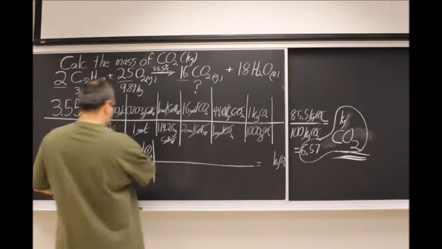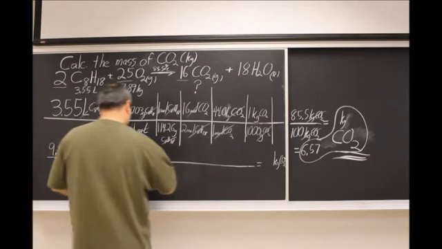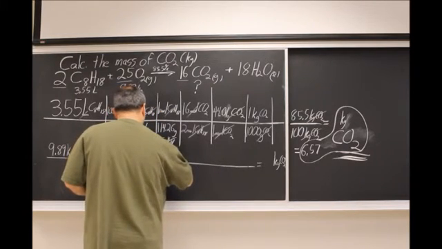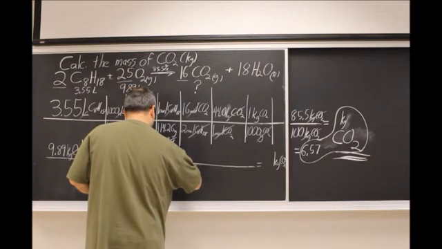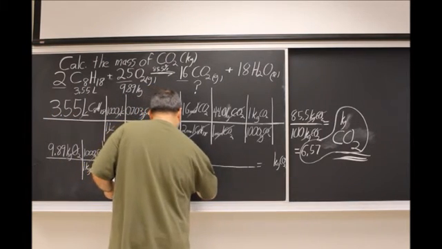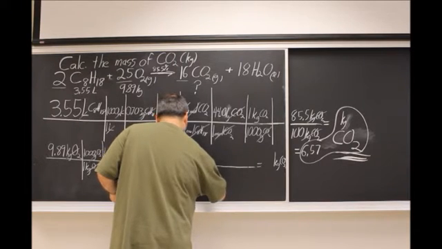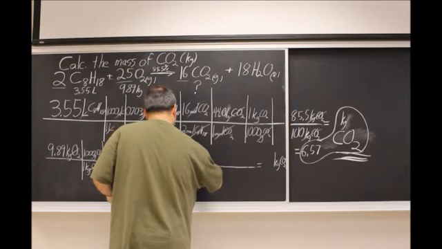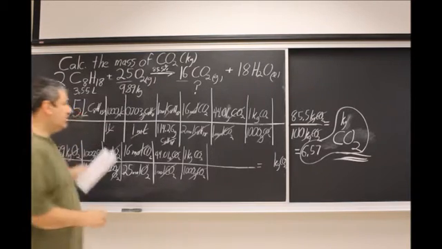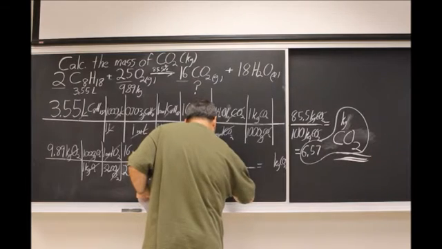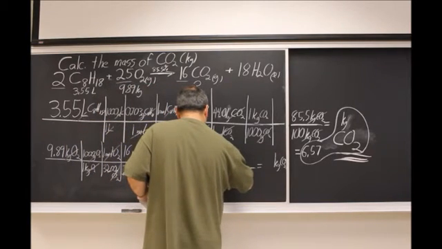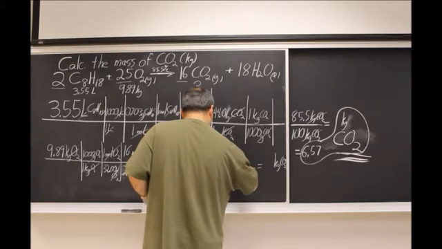So 16 moles of CO2, but I want kilograms of CO2. 1 mole CO2 is 44.01 grams CO2. Okay, moles to grams. 1,000 grams CO2 to 1 kilogram of CO2. Grams cancel. And I have to include the percent yield, just as I did before. So 100 kilograms of CO2 are produced in theory, but we only isolate 85.5 kilograms CO2.